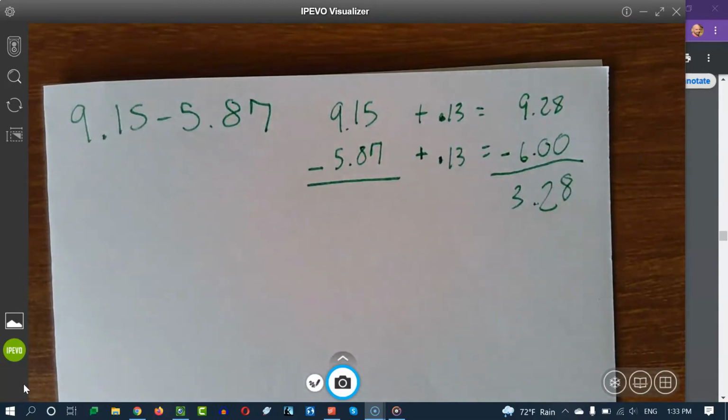Now you need to try it on your own. Remember, rewrite the equation showing you understand the strategy and provide your answer. Or you could also take a picture of your work and submit it that way.